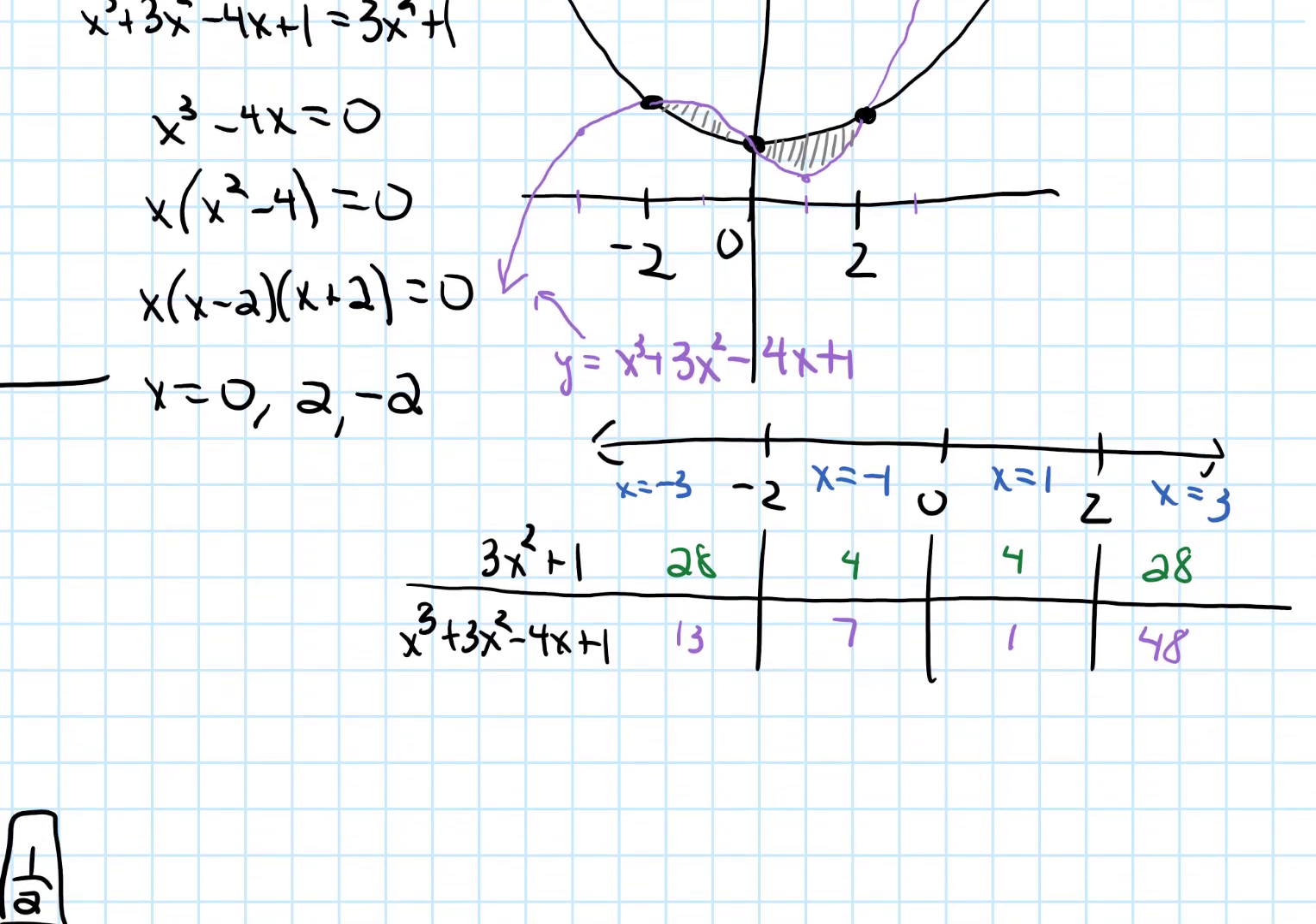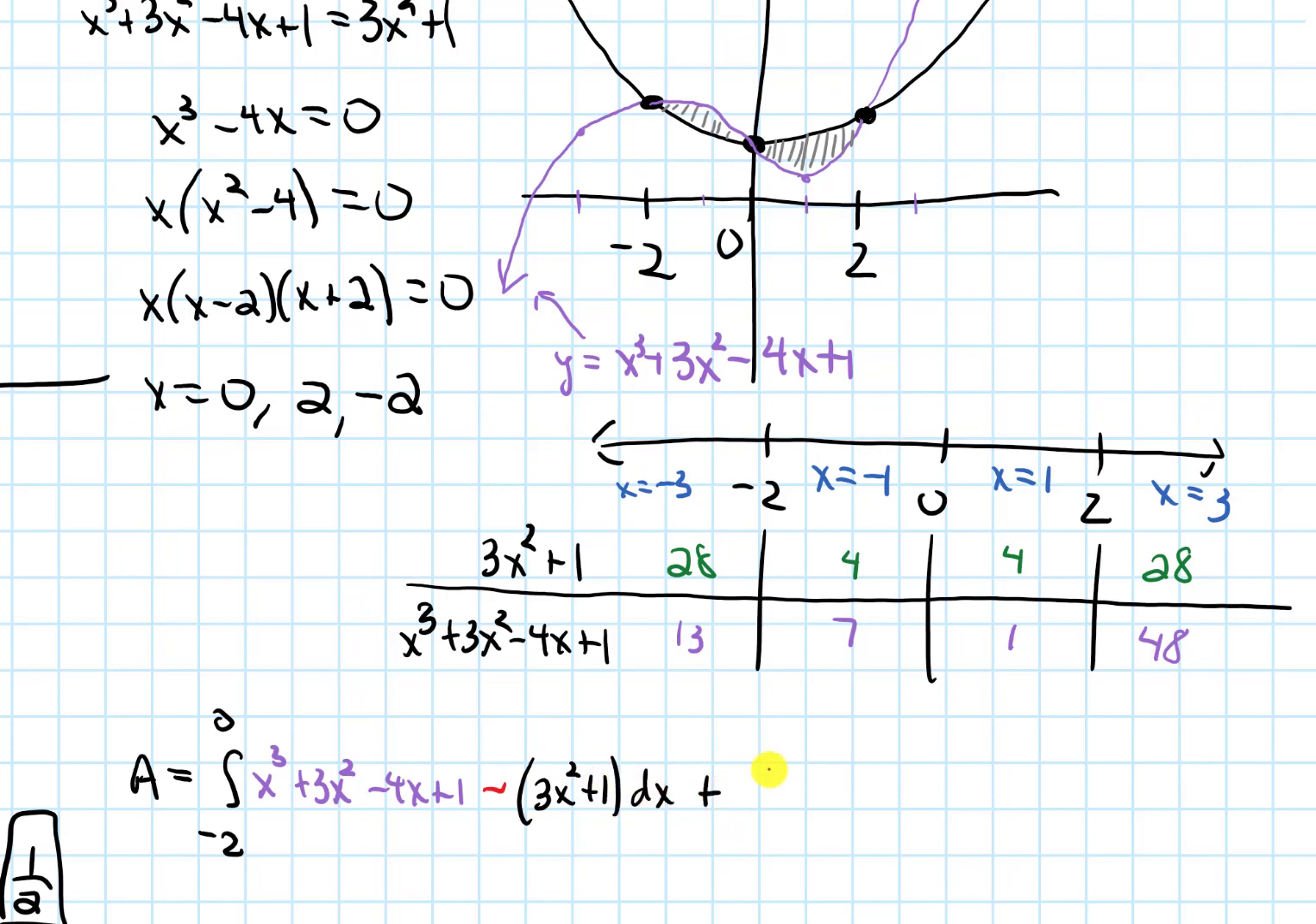So our area, we'll need two integrals here. We've got to split it up into pieces. The first is going to go from -2 to 0. And on that interval, the top function is the cubic. So it's x to the third plus 3x squared minus 4x plus 1. And then I've got to subtract the bottom function, which is the parabola, 3x squared plus 1, dx.